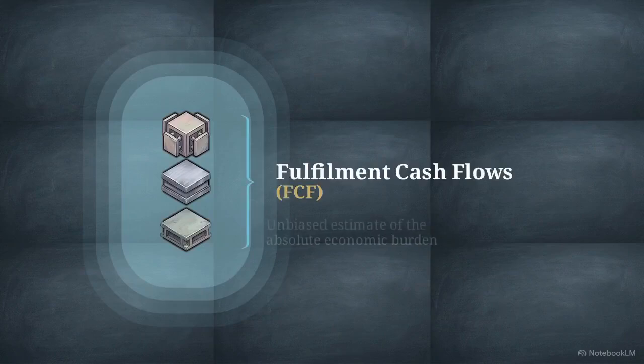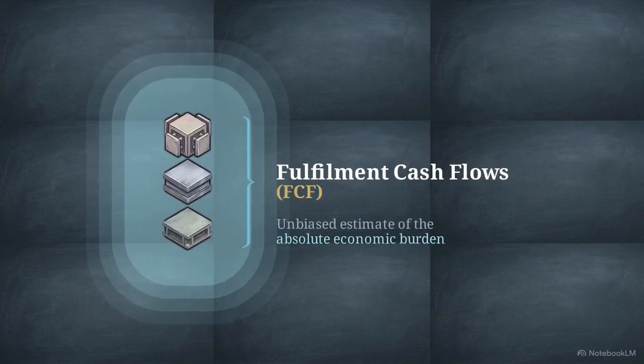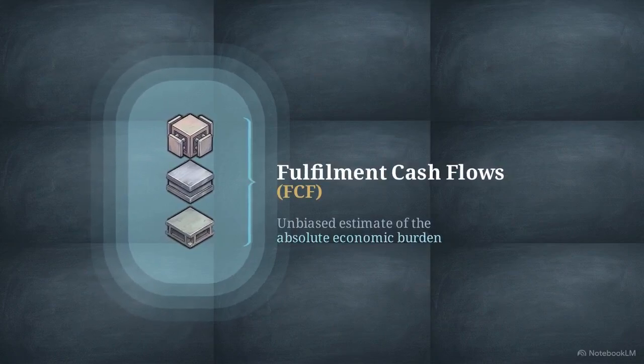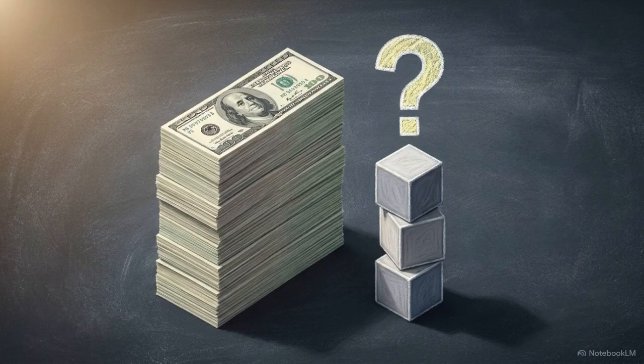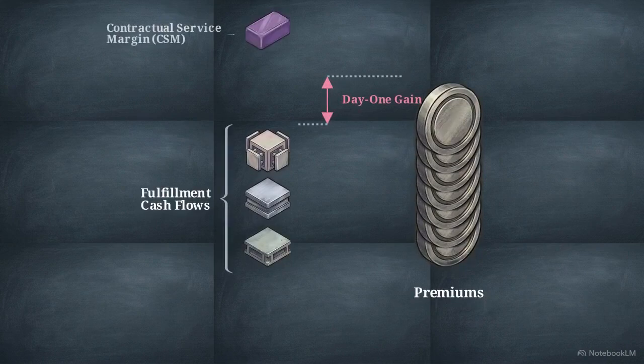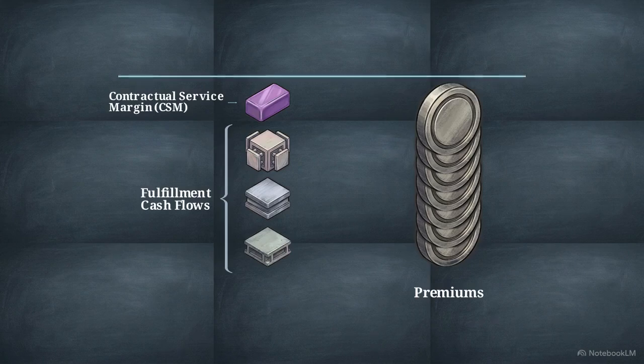They provide an unbiased, current estimate of the absolute economic burden the insurer has promised to carry. If a group is profitable, the premium receipts will exceed these calculated fulfillment cash flows. The standard must address where that excess value goes. This final top block is the contractual service margin, or CSM. It drops into place, perfectly leveling the stack to offset the day one gain.